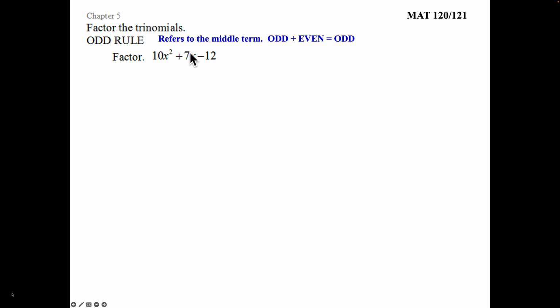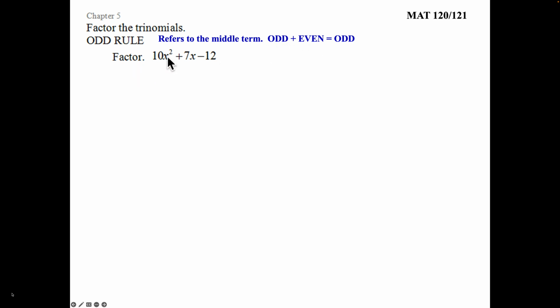Now remember your number sense here. Number sense says that the only way you can add up 2 numbers to get a 7, or subtract, is if one has to be odd and one has to be even. That's huge. That's going to really assist us in finding our numbers.